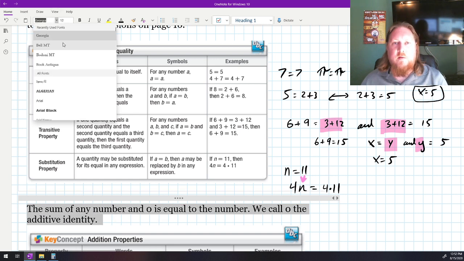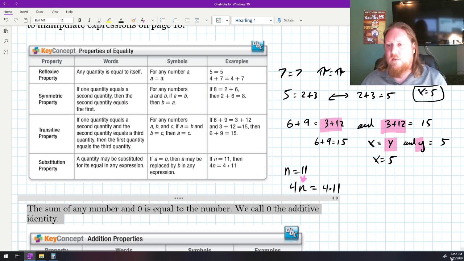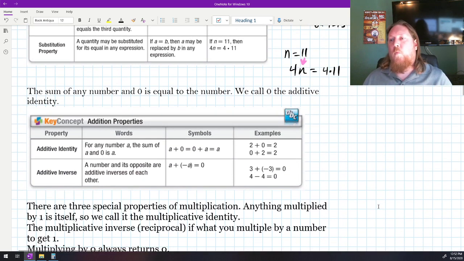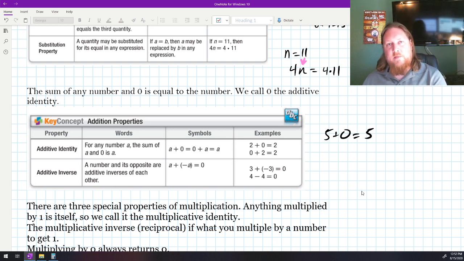The number 0 is a very important number. You can add it to anything and it doesn't change it, right? 5 plus 0 is still just 5. So we call it the additive identity. It doesn't change the identity or value of anything when you add it.